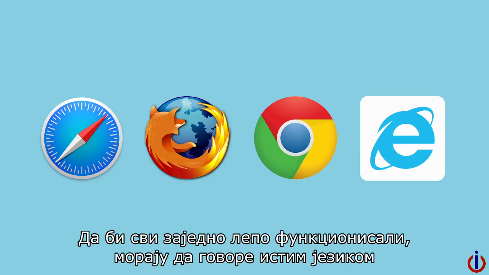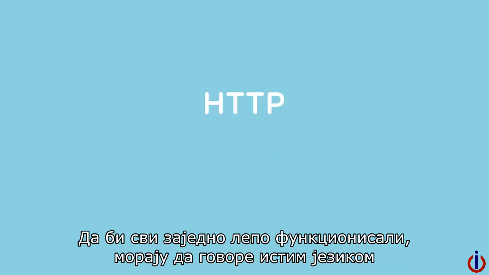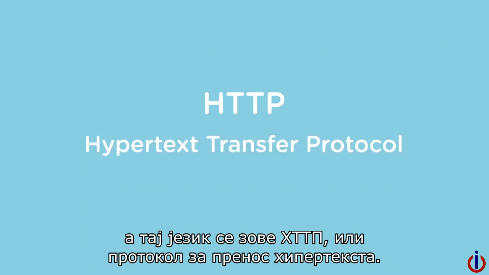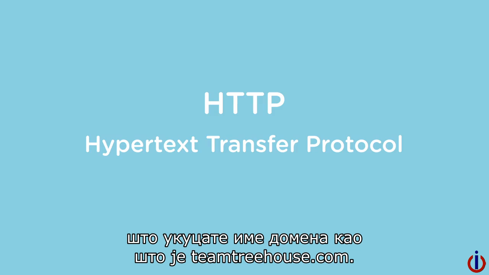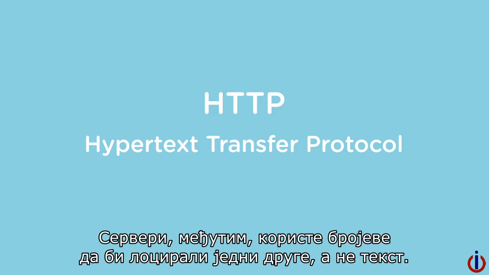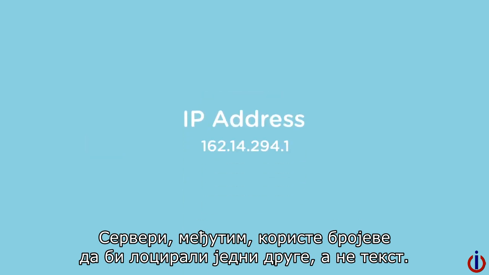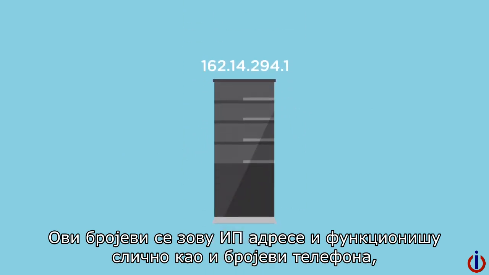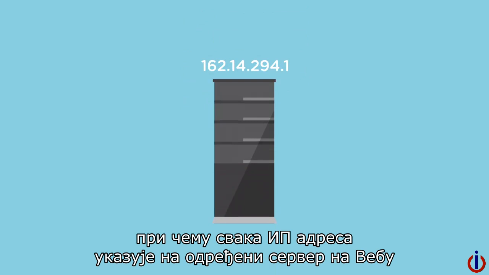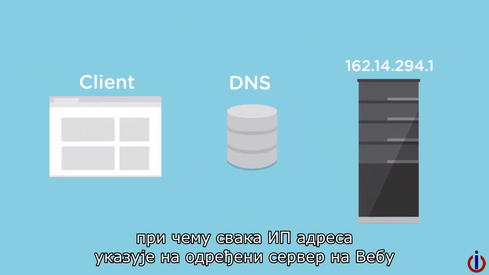In order for everyone to play nicely together, they have to speak the same language, and that language is called HTTP, or Hypertext Transfer Protocol. Nearly all HTTP requests start with you typing in a domain name, like teamtreehouse.com. Servers, however, use numbers to locate each other, not words. These numbers are called IP addresses and work similarly to how phone numbers work, with each IP address pointing to a particular server on the web.